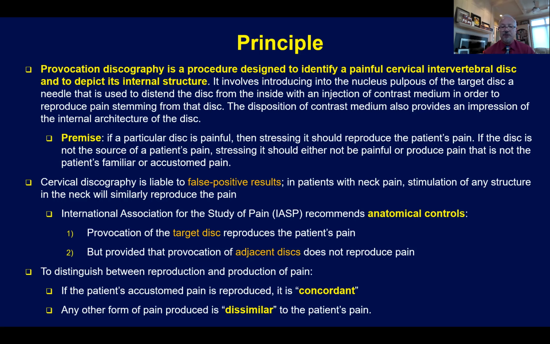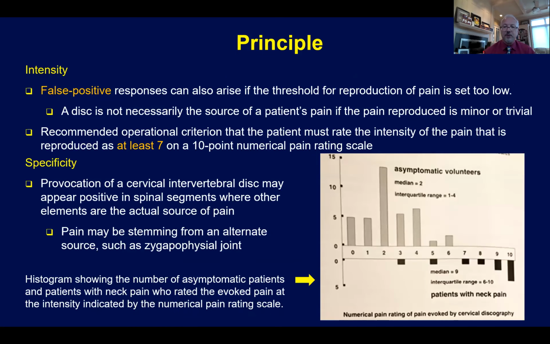The International Association for the Study of Pain recommends an anatomical control, meaning levels which we don't anticipate to be painful, either above or below the targeted level. So, for example, if we're targeting the C4-C5 disc, we would also wish to perform stimulation techniques of C3-C4 and C5-C6. That's provided the provocation of the adjacent discs does not reproduce pain, of course. If the patient's accustomed pain is reproduced, we call that a concordant response. Any other form of pain production is known as discordant or dissimilar.